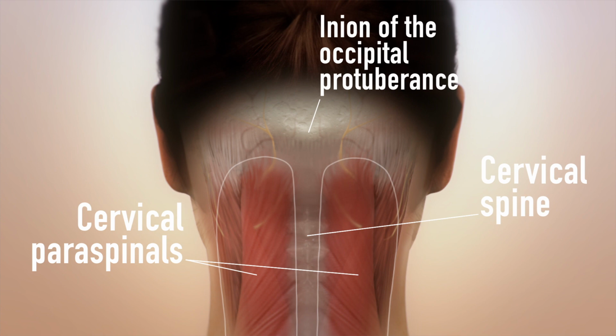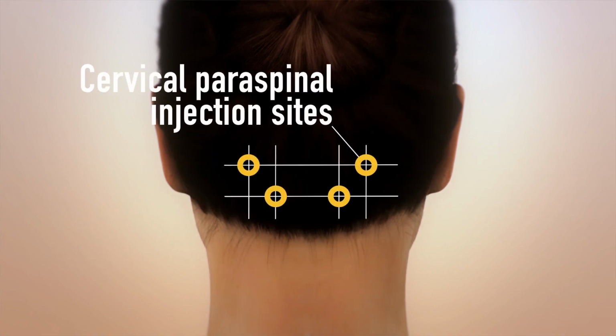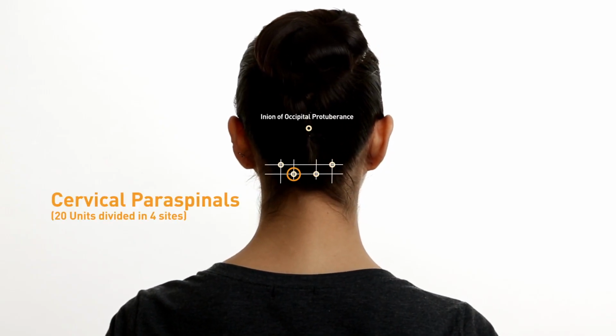To locate the cervical paraspinal muscle group injection sites, palpate the cervical spine. The fixed-dose protocol for the cervical paraspinal muscles stipulates that 2 injections be administered to the right and 2 injections to the left side, for a total of 4 injections. To locate the first injection site, measure approximately 1 centimeter left of the midline of the cervical spine and approximately 3 centimeters inferior to the inion, or most prominent point of the occipital protuberance.